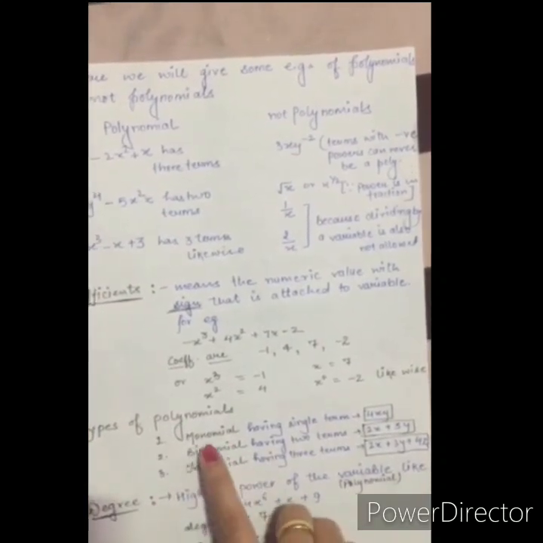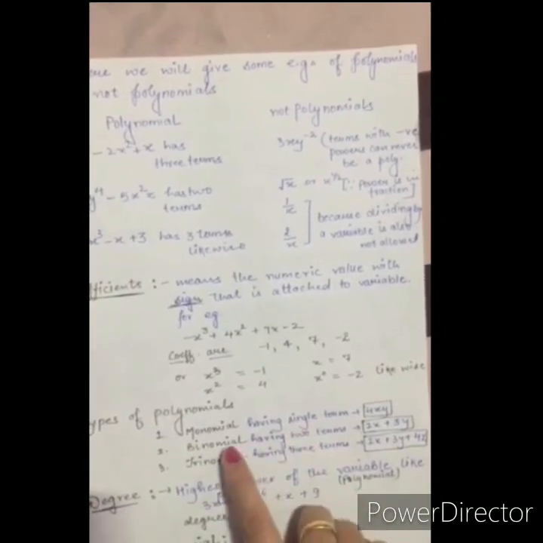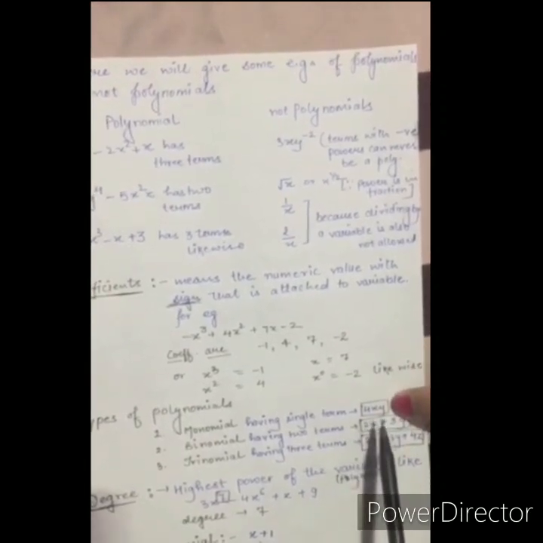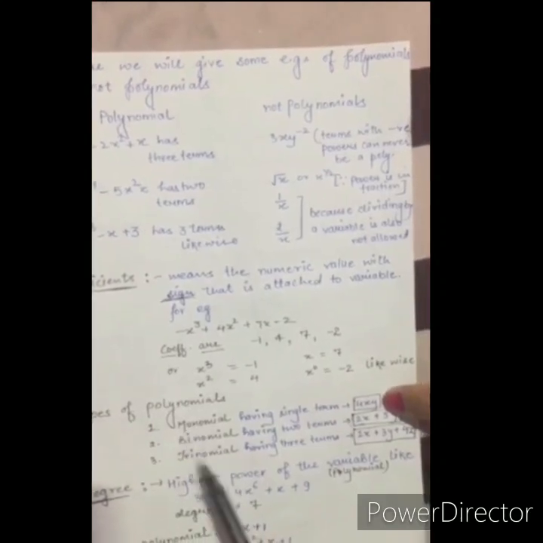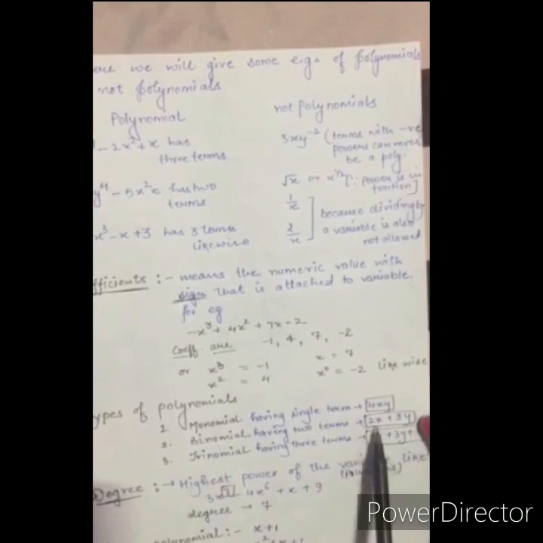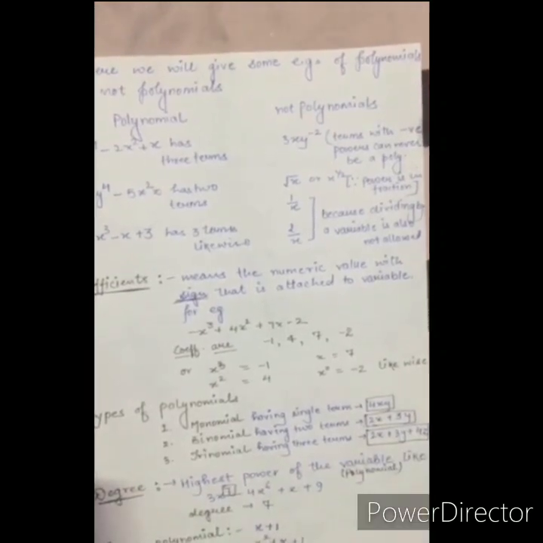Monomials. A monomial is a polynomial which has a single term. Like in this example, 4xy, only one term is there, so it is called a monomial. Mono means single, bi means 2, tri means 3. A binomial has 2 terms, a trinomial has 3 terms. So these are very simple terms, very easy to understand.